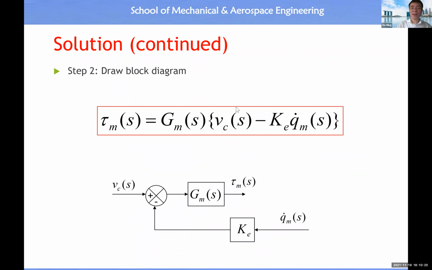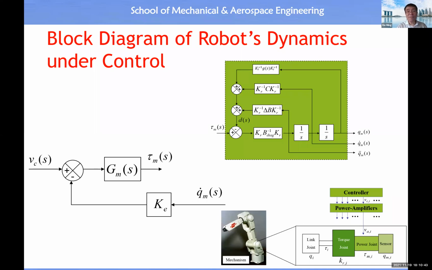So you see this vector minus this vector. So this vector minus this one times Ke. So then it becomes this vector. Then the output times this transfer function will give us the signal tau m. So then this is a block diagram of the power joint. Okay. Now we have these two.